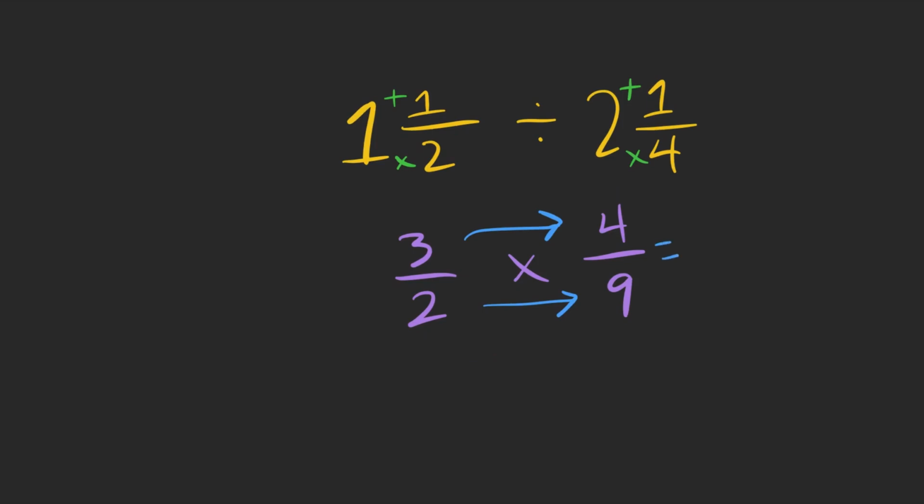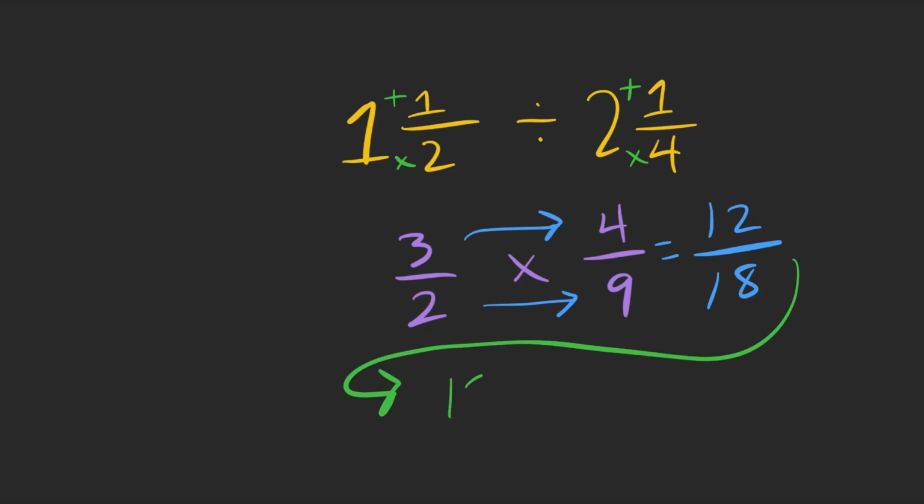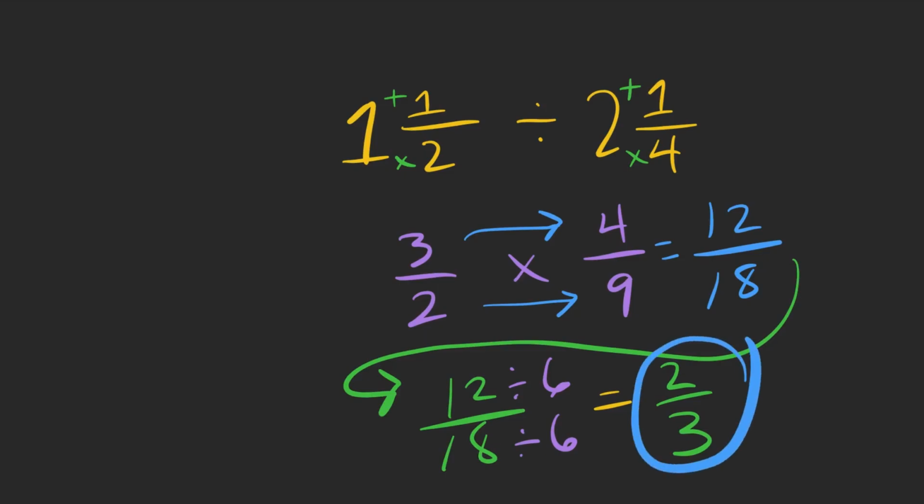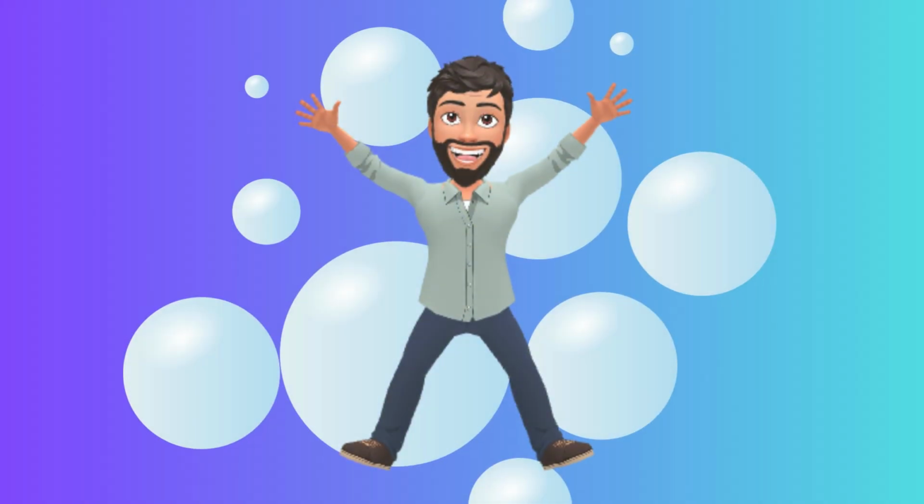Now again, just multiply straight across. 3 times 4 is 12. 2 times 9 is 18. So we get 12/18. Now 12/18 can be simplified. So let's do that. We want to divide 12 and 18 by their greatest common factor, which is 6. It's the number that hops into both of them. 12 divided by 6 is 2. 18 divided by 6 equals 3. So our final answer is 2/3. Nice and clean. All right, let's move on to the next one.